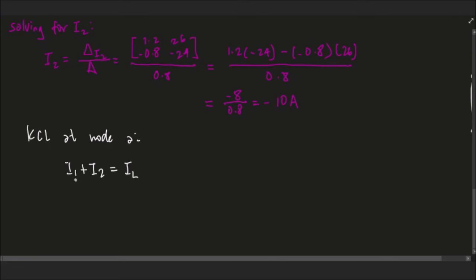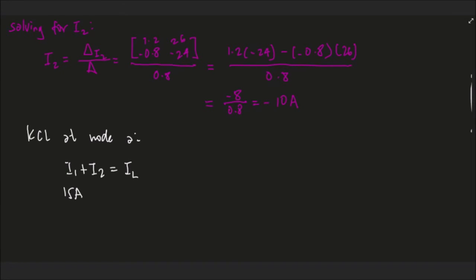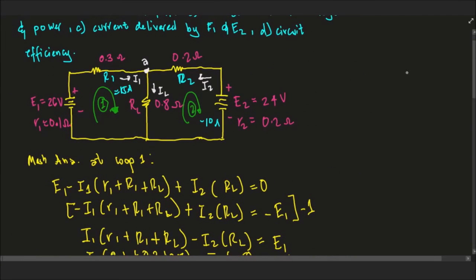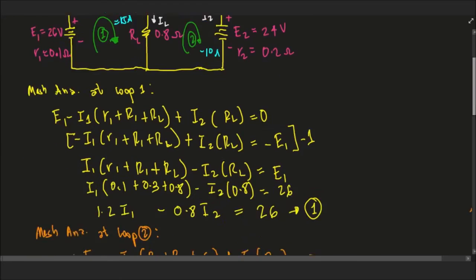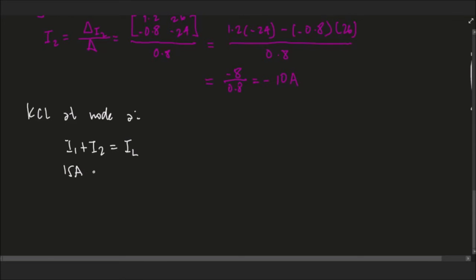So we will now substitute in order to solve for IL. Our I1 is 15 amperes. Now for our I2, this is not negative, because we are considering this direction of I2. So this will be positive 10 amperes. 15 plus 10 is equal to IL. So our IL now is equal to 25 amperes. So this is now our load current.